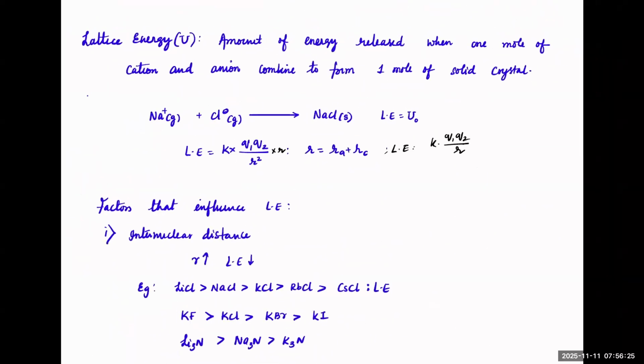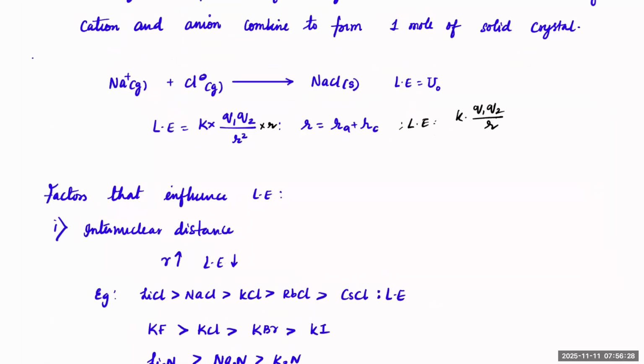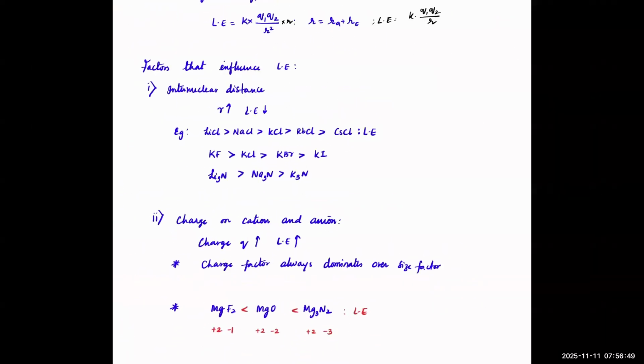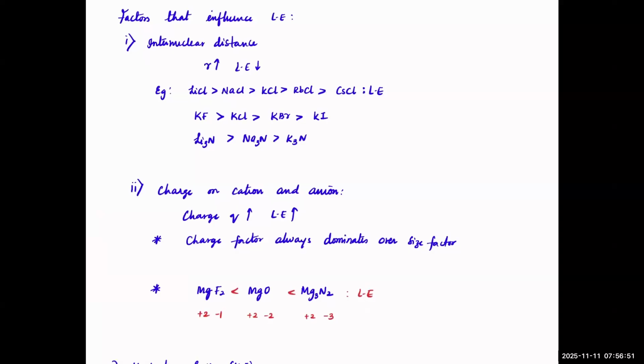Check out lattice energy. It is the amount of energy released when 1 mole of cation and anion combine to form 1 mole of solid crystal. So if these two are combining, the energy released is called lattice energy. It is inversely proportional to radius and directly proportional to charges. What are the factors that influence lattice energy? One is intermolecular distance, the other one is charge. The higher the charge, the higher will be the lattice energy.